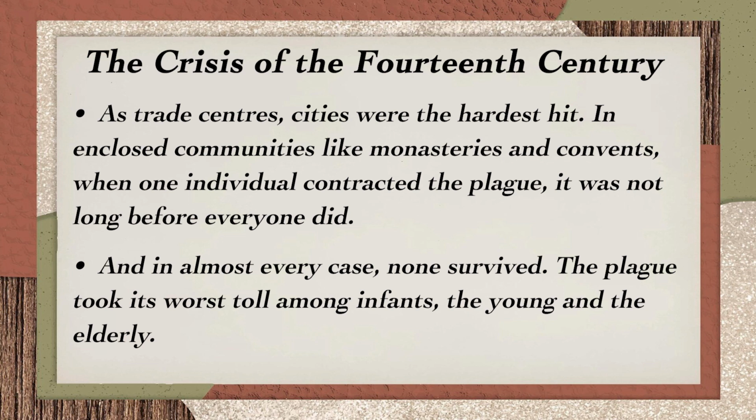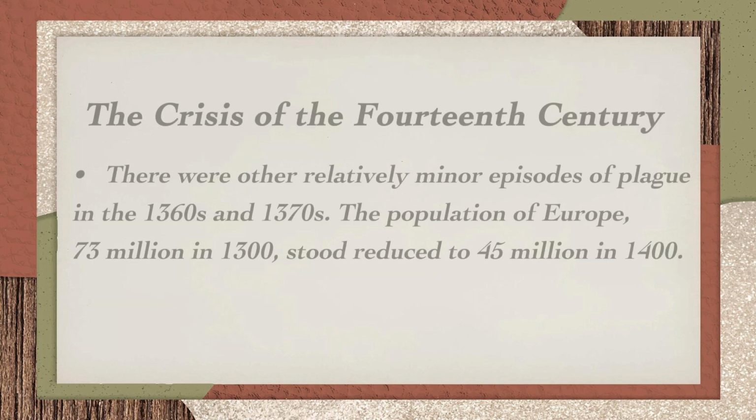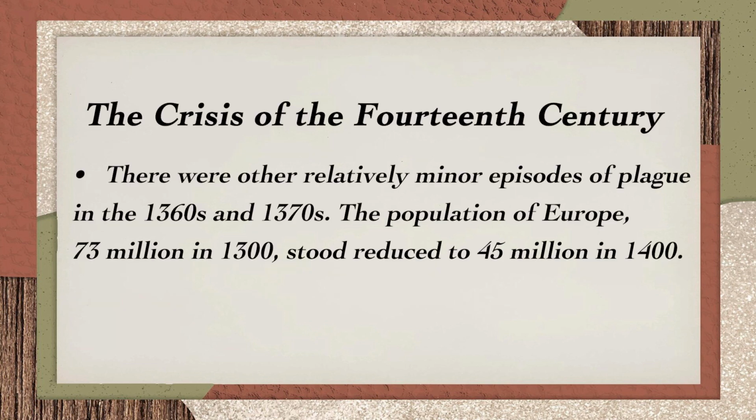The plague took its worst toll among infants, the young and the elderly. There were other relatively minor episodes of plague in the 1360s and 1370s. The population of Europe, 73 million in 1300, stood reduced to 45 million in 1400.